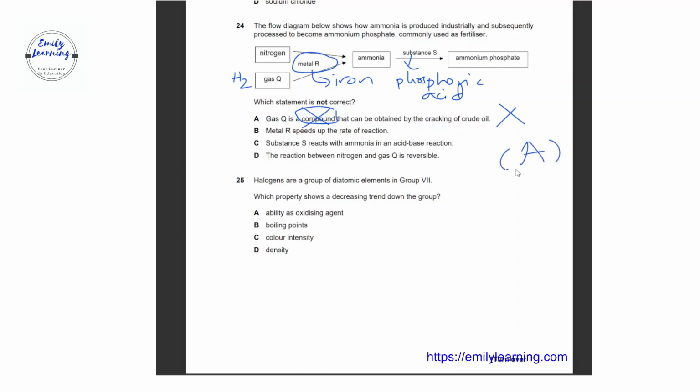But before we go on, let's take a look at the rest. Metal R speeds up the rate of the reaction. So iron acts as a catalyst, so it speeds up the rate of the reaction. This is correct. Next, substance S reacts with ammonia in an acid-base reaction. So substance S is phosphoric acid. It will react with ammonia in an acid-base reaction. This is correct. The reaction between nitrogen and gas Q is reversible. The Haber process is a reversible reaction. Okay, so this is also correct. So the answer for 24 is A.